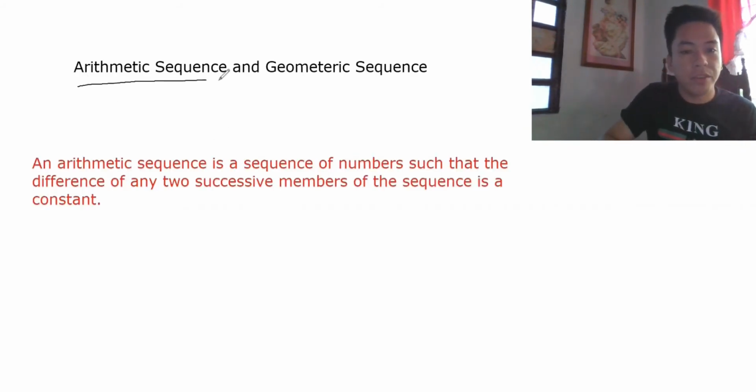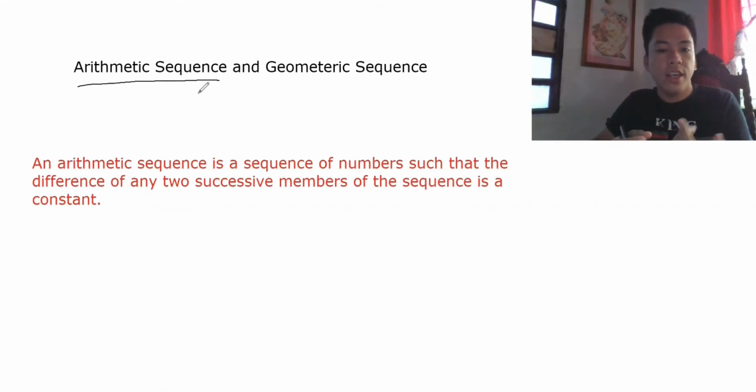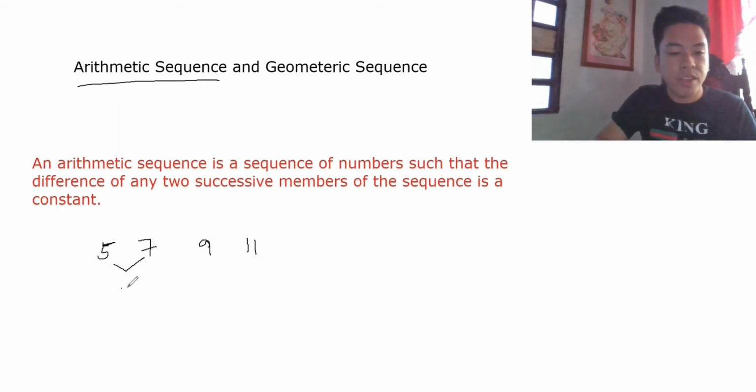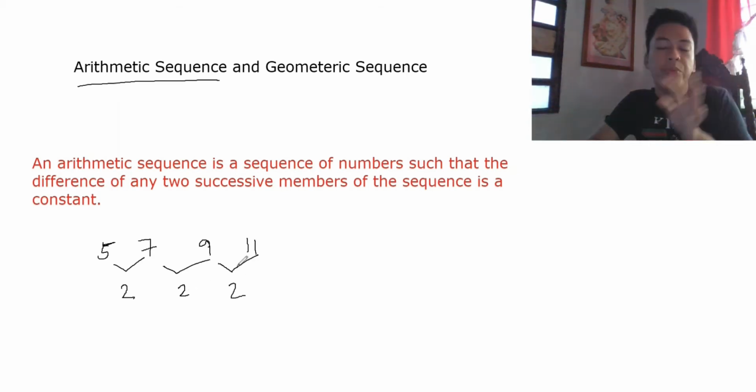Okay, so let us start with the arithmetic sequence. An arithmetic sequence is a sequence of numbers such that the difference of any two successive numbers of the sequence is constant. For example, if you have the sequence 5, 7, 9, 11, the difference between two successive numbers is constant. In this case, the difference is 2, another 2, and another 2.